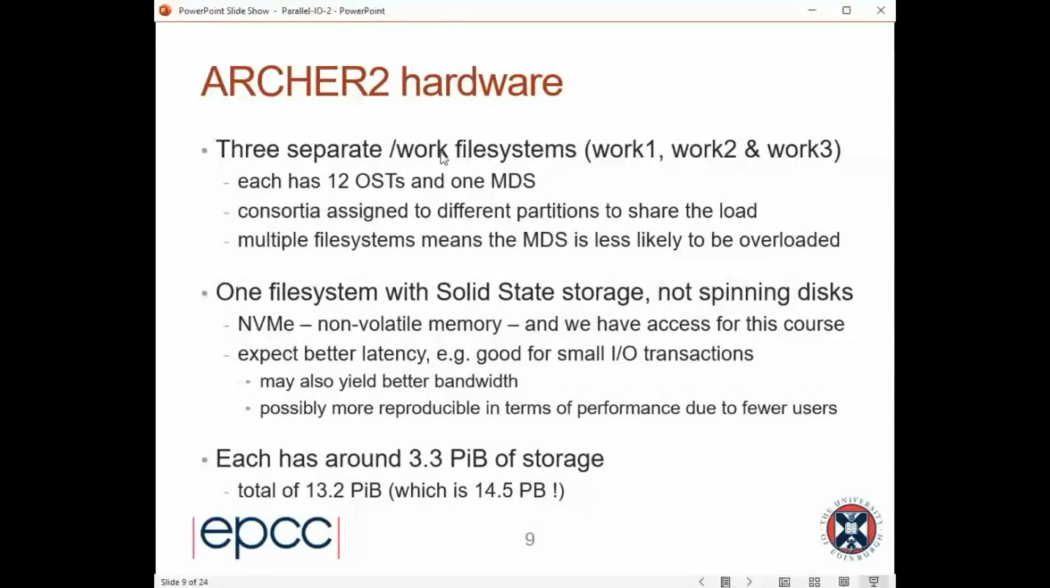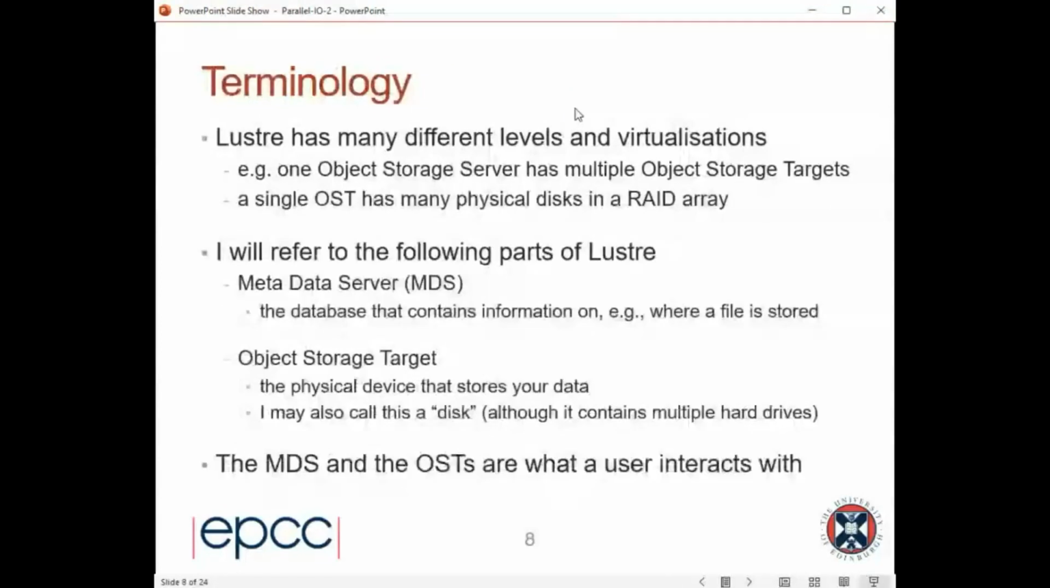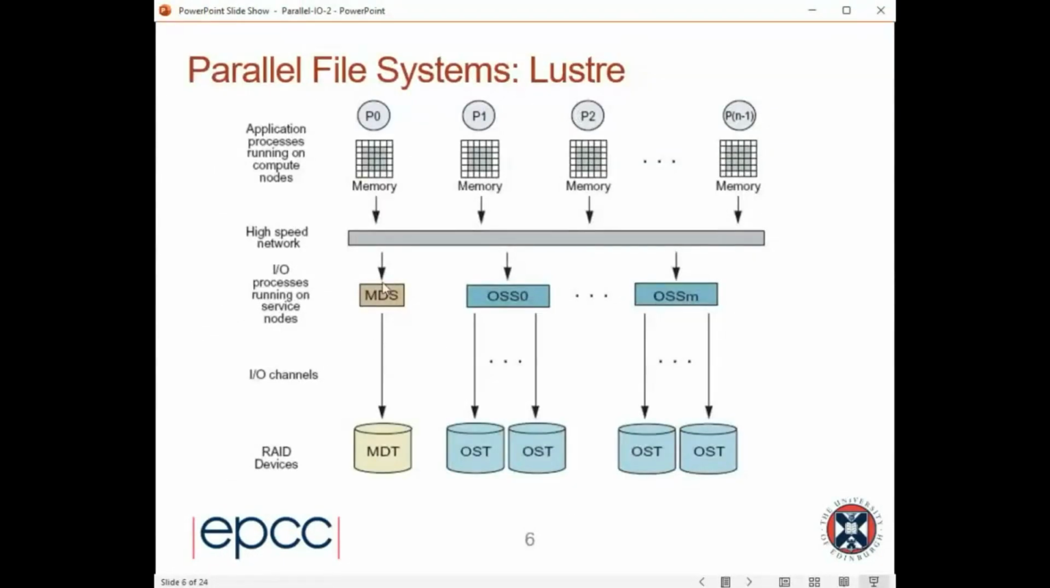So the ARCHER2 hardware: there are 3 separate /work file systems, work 1, work 2, and work 3. Each one has 12 OSTs, 12 disks, and 1 MDS. So you can see that, if we have 1 MDS and lots of object storage targets, the MDS is a central point of control. Anytime you open or close a file or do different kinds of disk access, you have to talk to the MDS, the metadata server, to find out where this data is stored on the physical storage targets. So that's potentially a bottleneck.